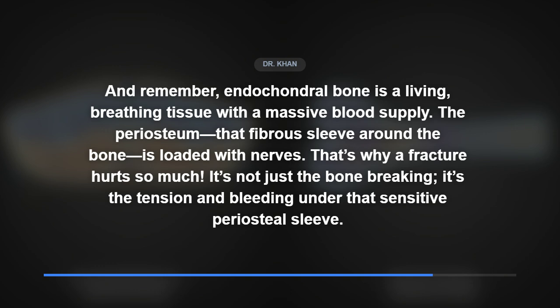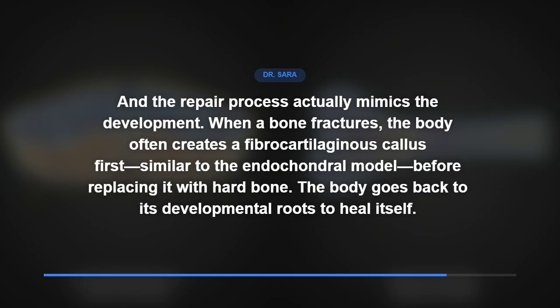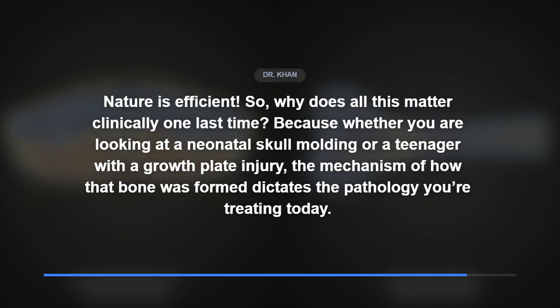The periosteum, that fibrous sleeve around the bone, is loaded with nerves. That's why a fracture hurts so much. It's not just the bone breaking, it's the tension and bleeding under that sensitive periosteal sleeve. And the repair process actually mimics the development. When a bone fractures, the body often creates a fibrocartilaginous callus first, similar to the endochondral model, before replacing it with hard bone. The body goes back to its developmental roots to heal itself.